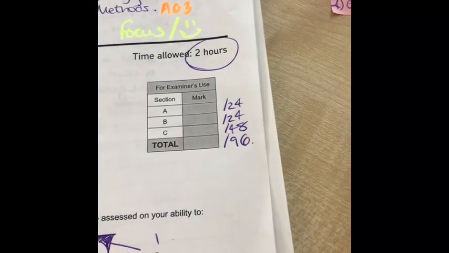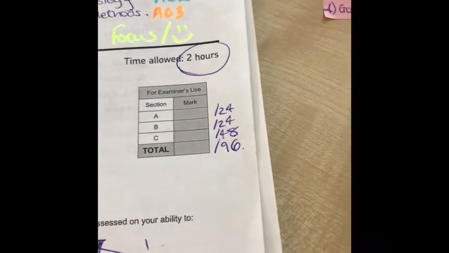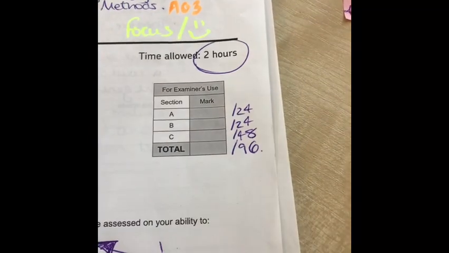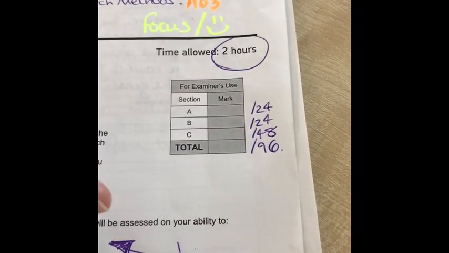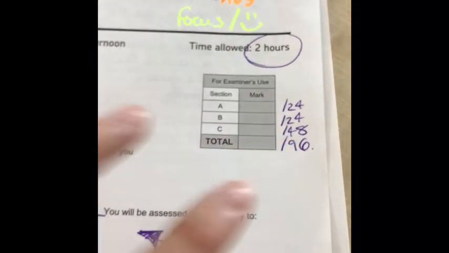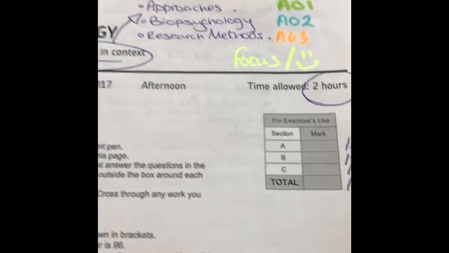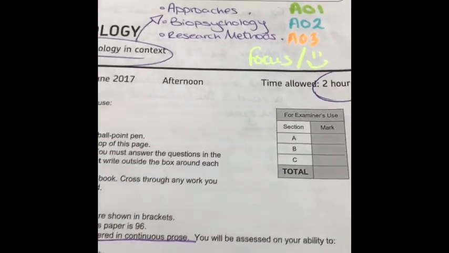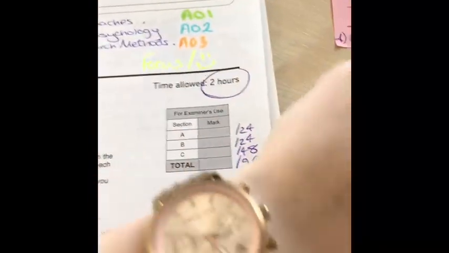Now, looking at the weighting, it's a little bit different this time. The biopsychology and approaches sections are each worth 24 marks, but your research methods section is worth 48 marks. It's double marks in this paper for research methods because it's a really, really important topic. Now, whilst we're on that, I just want to point out a few bits here.